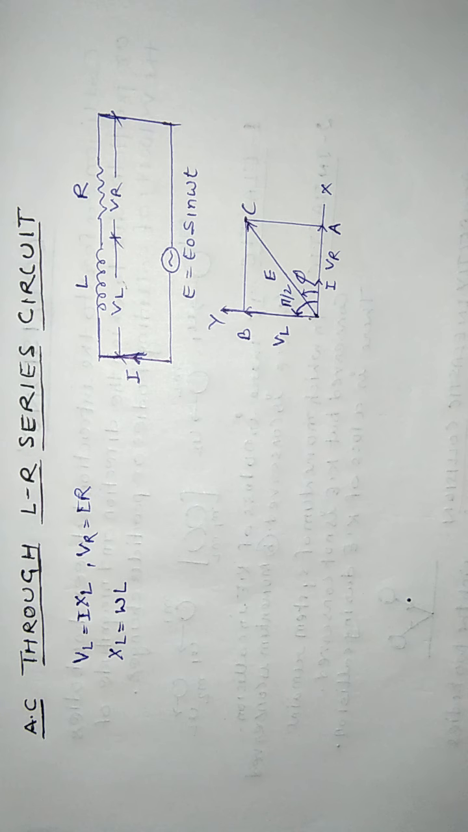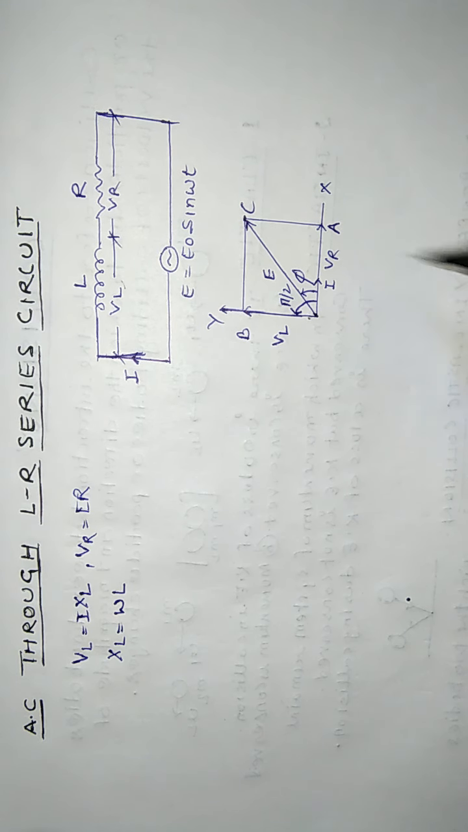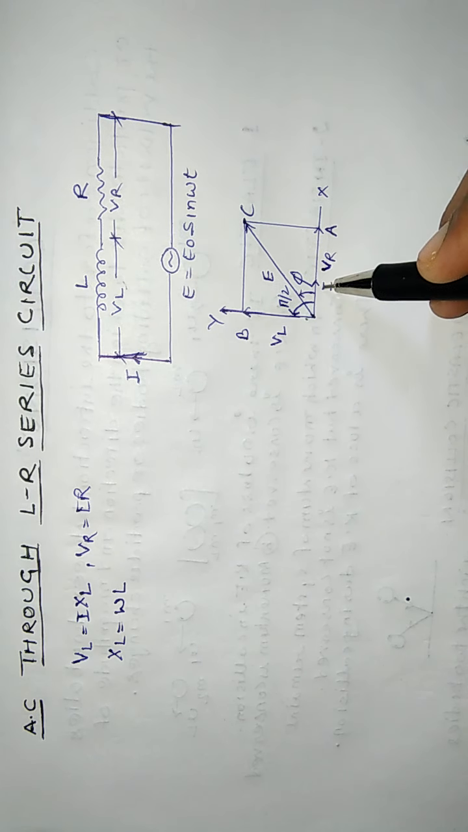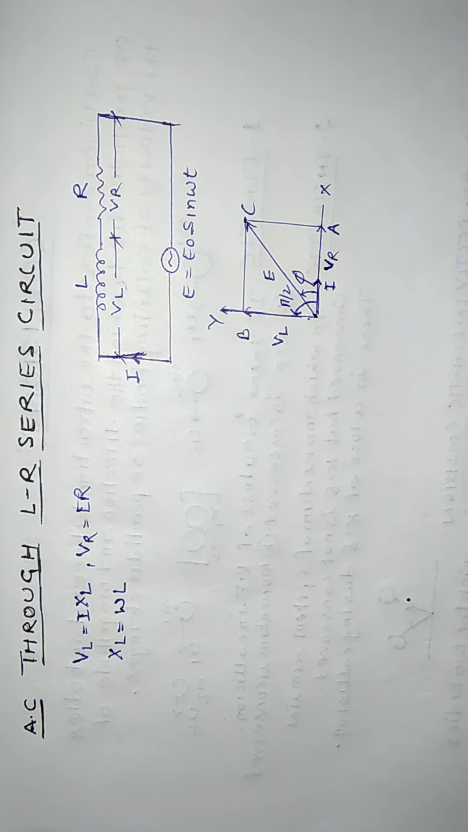We want to find the relation between E, VL and VR. So I have drawn a phasor diagram here. As we have discussed in previous videos, when AC flows through a resistor, the voltage and current are in phase. You can see in this diagram, this voltage VR and current I are in phase, meaning they have no phase difference.